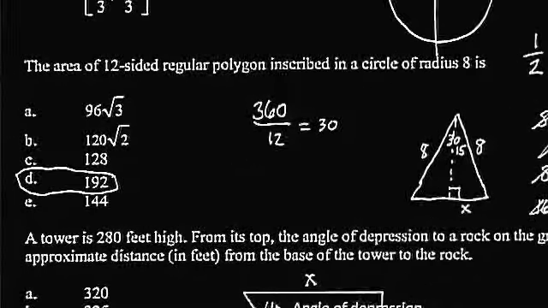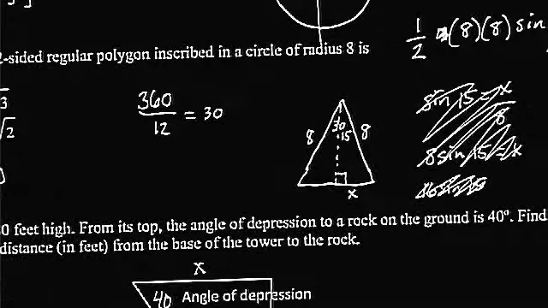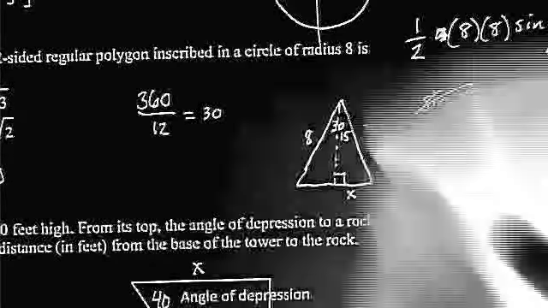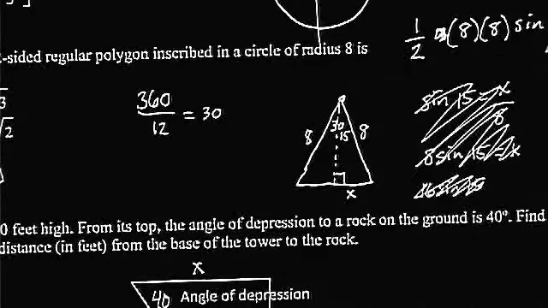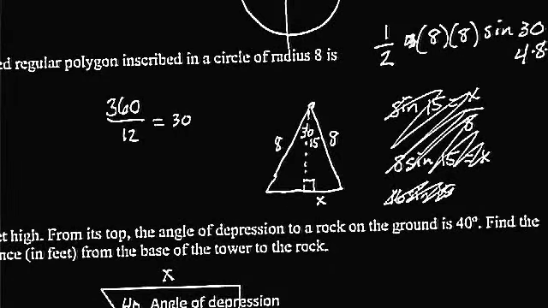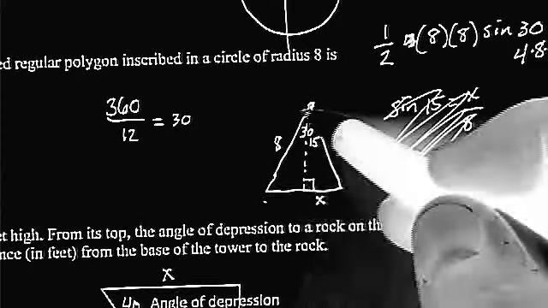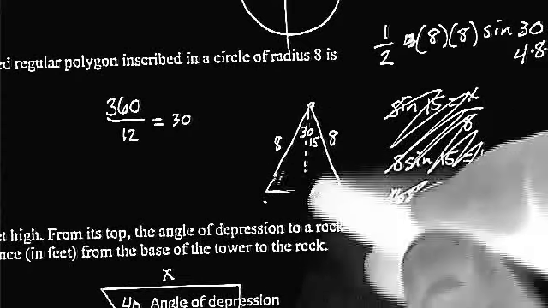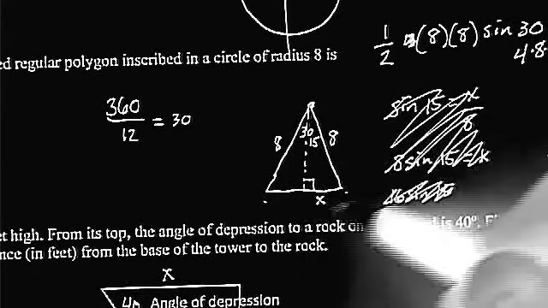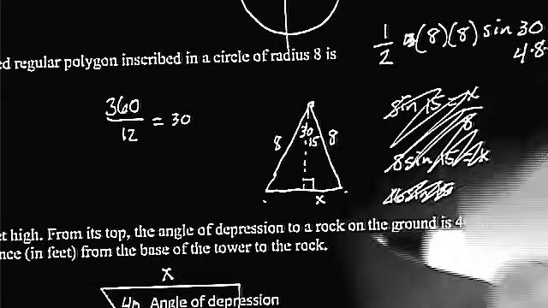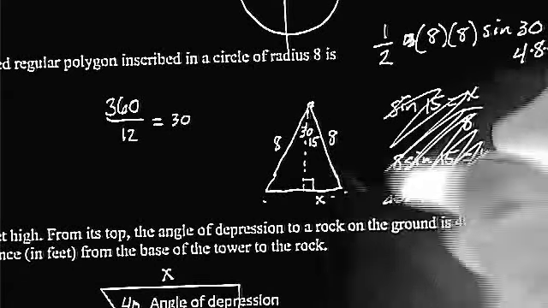Okay, 24. The area of a 12-sided regular polygon is inscribed in a circle of radius 8. So basically what I did was I took my 12-sided polygon and I cut out one of the pieces. There's 12 of them, all connected at the central location of the polygon, which would also be the center of the circle. The center of the circle has a radius of 8. Therefore, that's the same length as the sides of the triangles, which makes this an isosceles triangle, all that good stuff. What we don't know is the base.